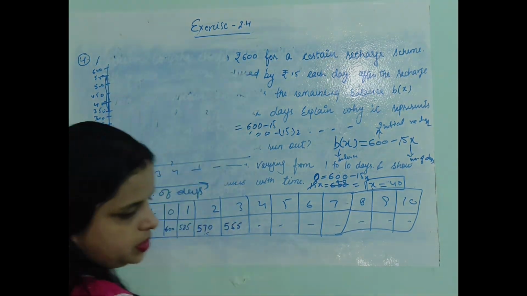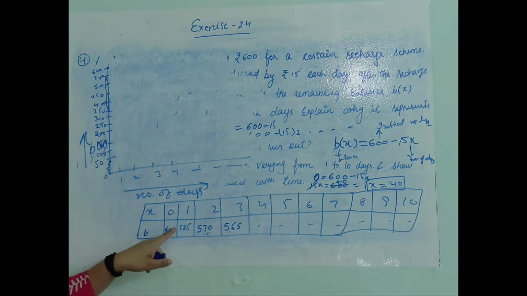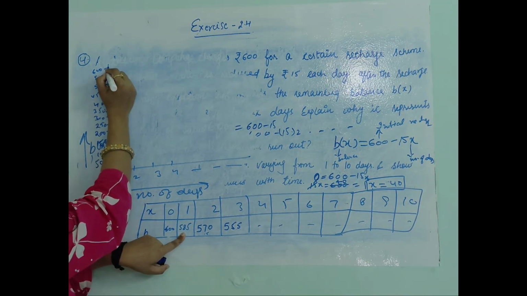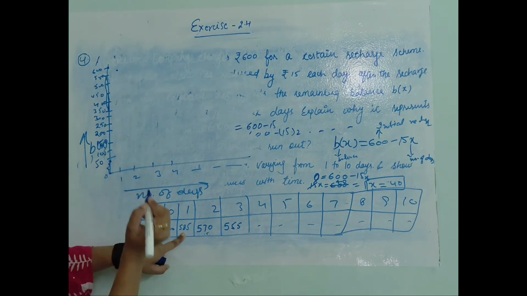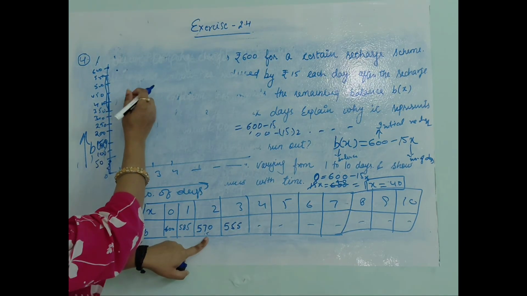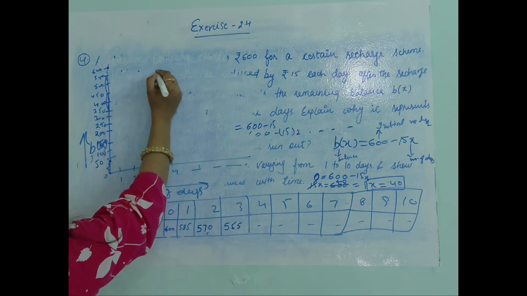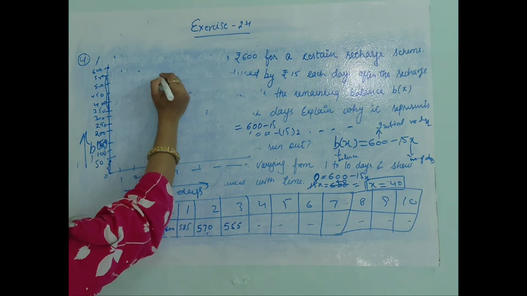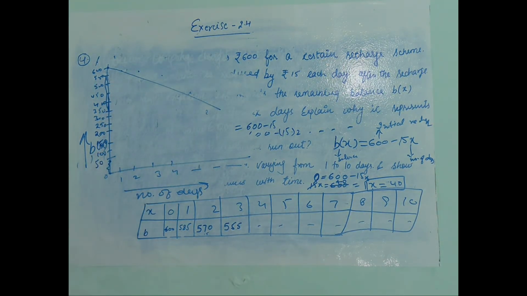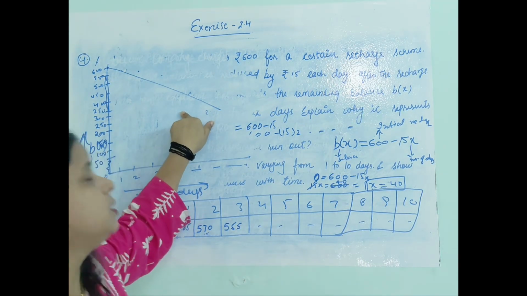So let's put these points. At day 0 our amount is 600. First coordinate. Next day the amount is 585, which is somewhere here. Next day 570, again somewhere here. Next is 555, at the fourth day, somewhere here. When you put these points on a graph, you will see a straight line in decreasing order. And since it is in decreasing order, it is showing us linear decay. This is called linear decay.